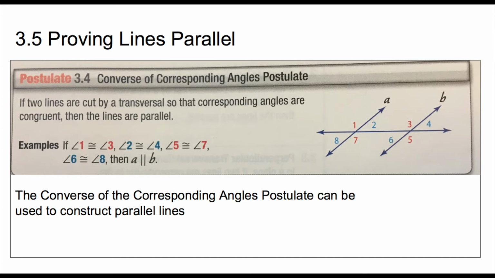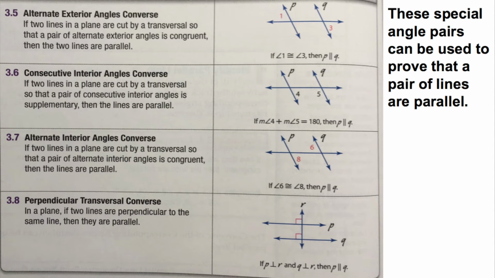Examples: if angle 1 is congruent to angle 3, then angle 2 is congruent to angle 4. Wow, that really hurts my brain. So angle 5 is congruent to angle 7, and then angle 6 is congruent to angle 8. That means that line A is parallel to line B. These special angle pairs can be used to prove that a pair of lines are parallel.